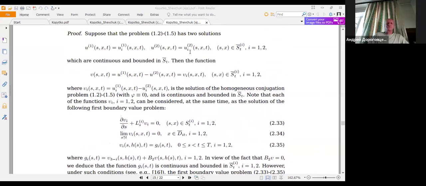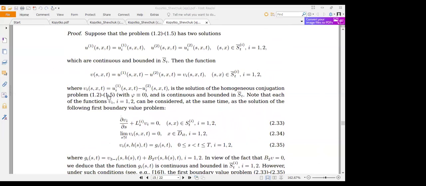And now it is not difficult to comprehend that the derivatives, the right derivative and the left derivative, have different signs at this point.